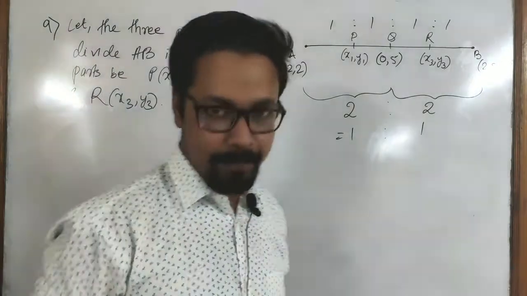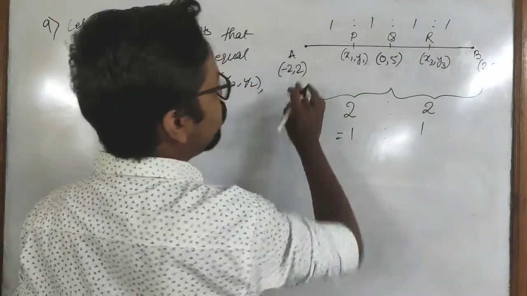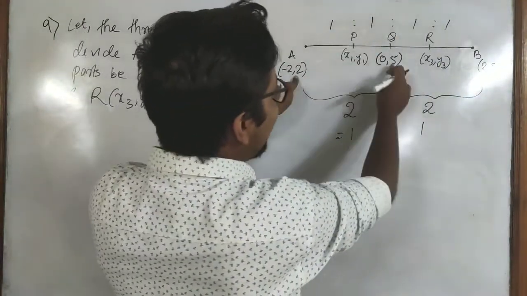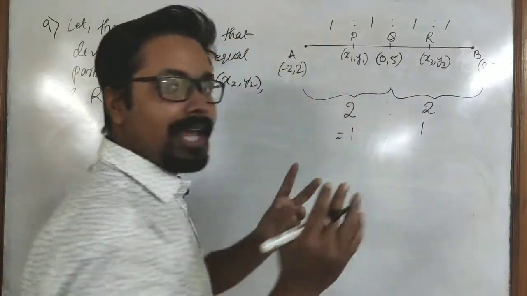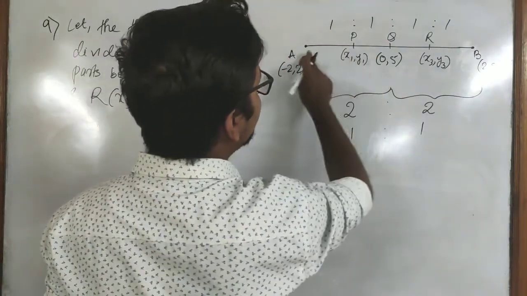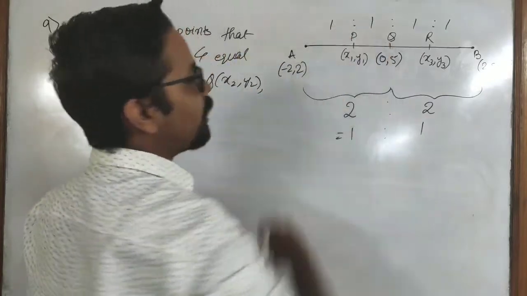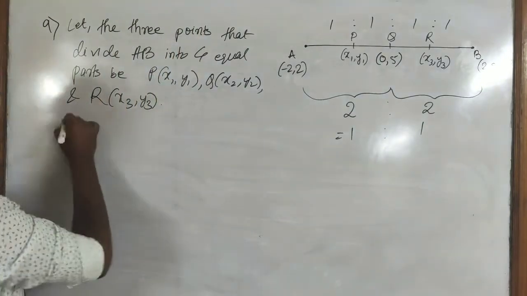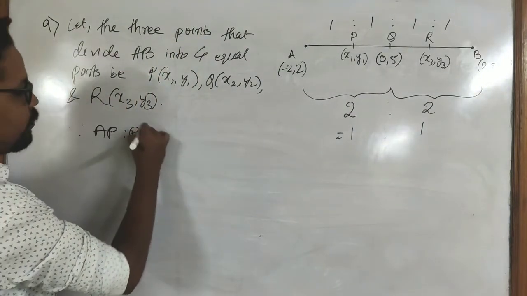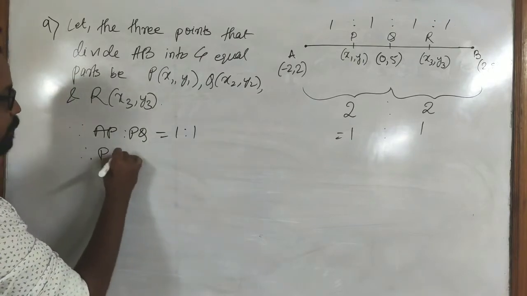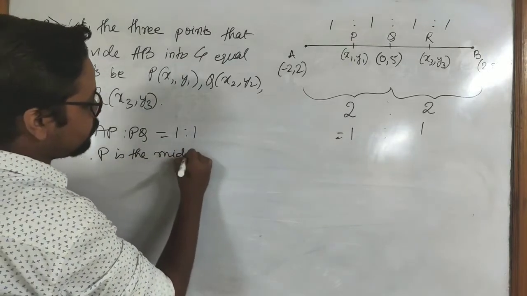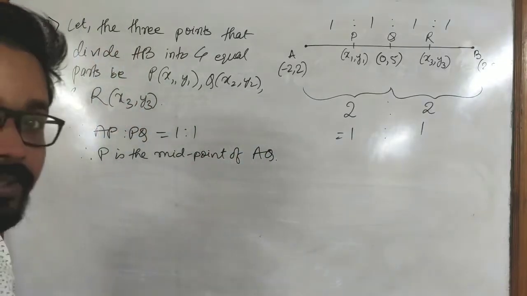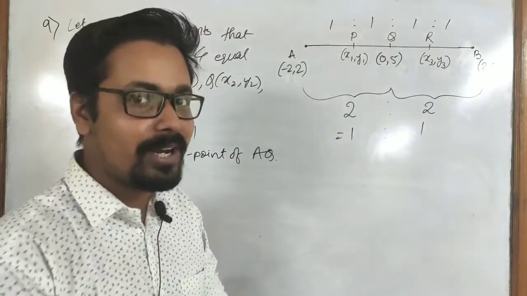Now let's try to find out P. In order to find P, we will not take AB into consideration. Now that we have Q, we will take A and Q and try to find P. Again the same thing. See the ratio between AP and PQ. AP and PQ is 1:1. That means P is the midpoint of AQ. So you can write that since AP is to PQ is 1:1, therefore P is the midpoint of AQ. Again we can use the same x1 plus x2 by 2, y1 plus y2 by 2.